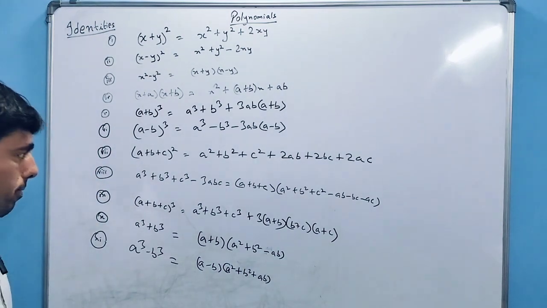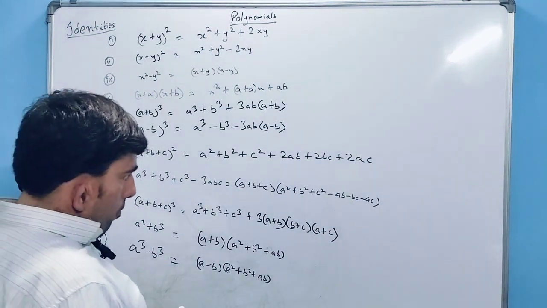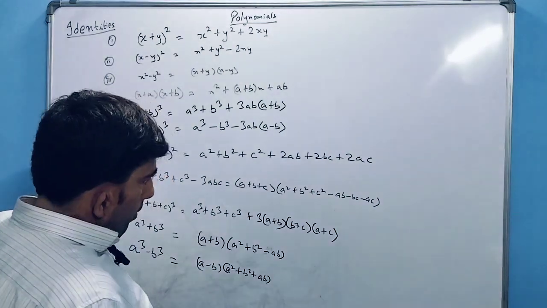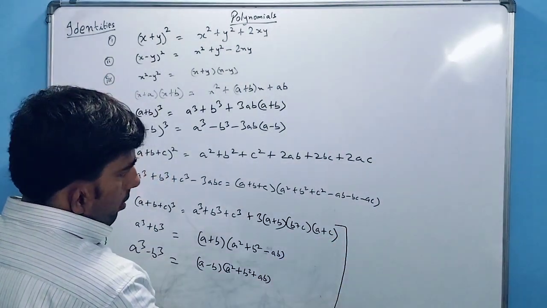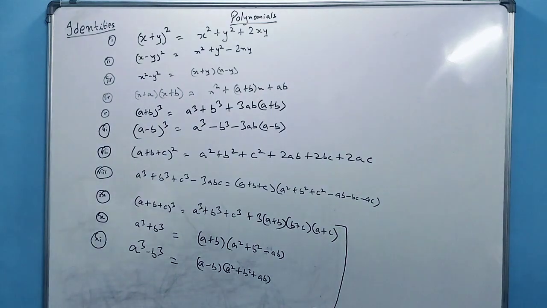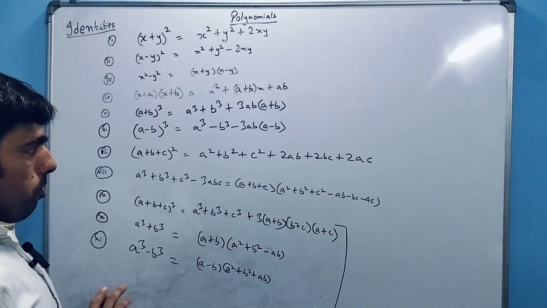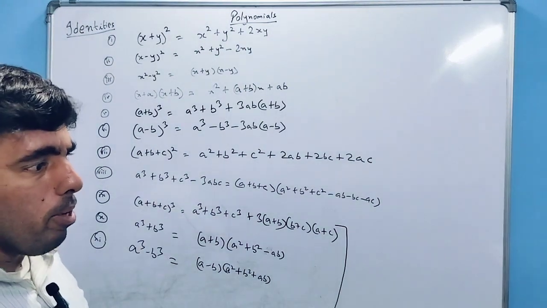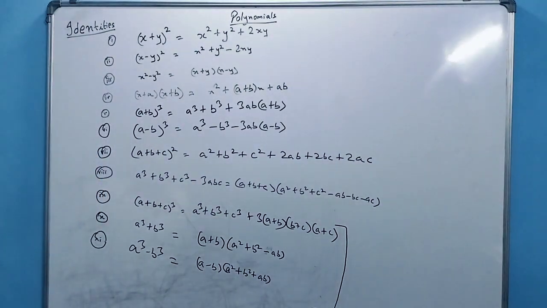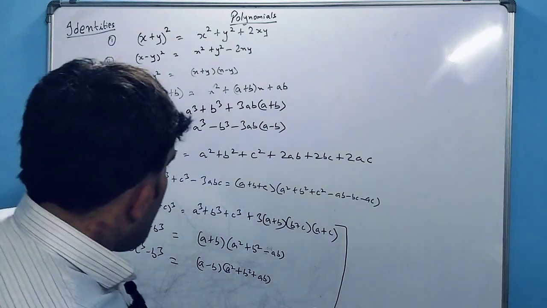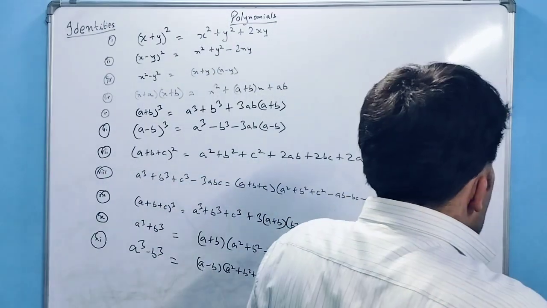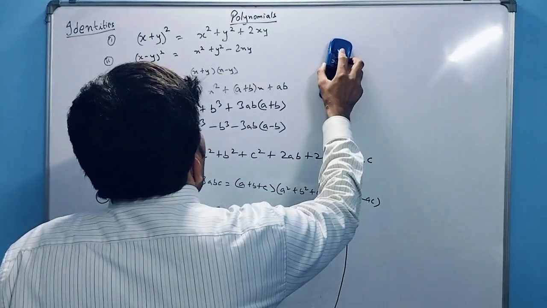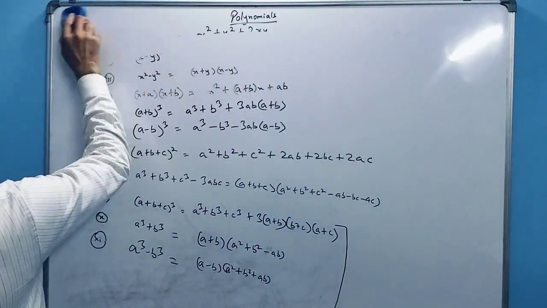Today we have learned about 3 new identities. Okay, so now we'll move to the numericals and try to see how these numericals can be solved. Now let us see one by one. We'll try to solve.